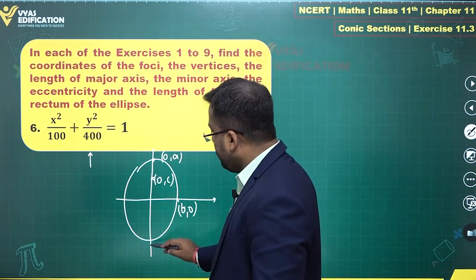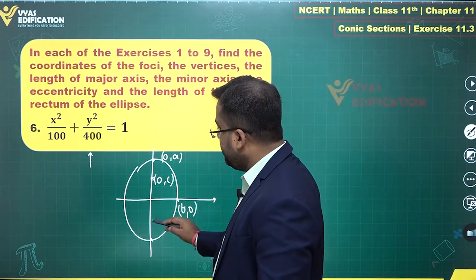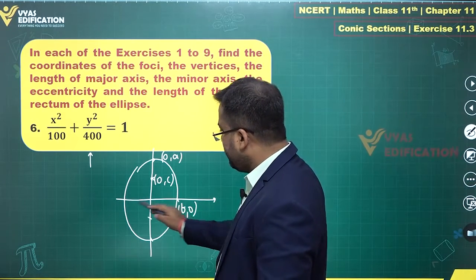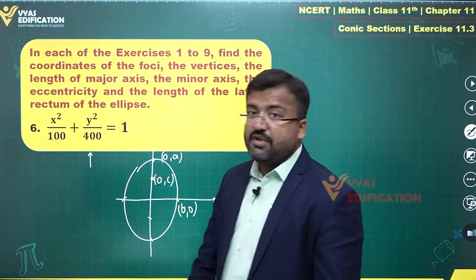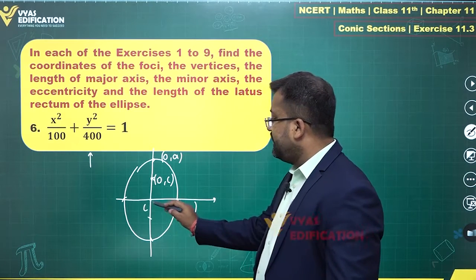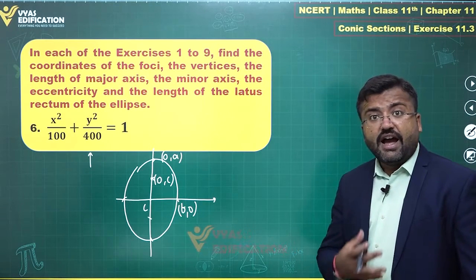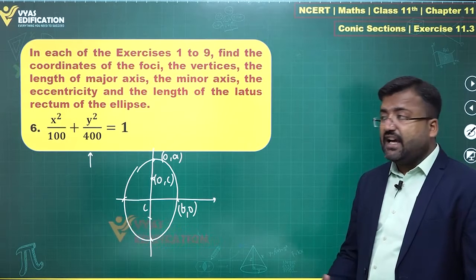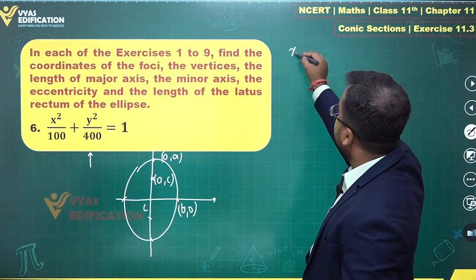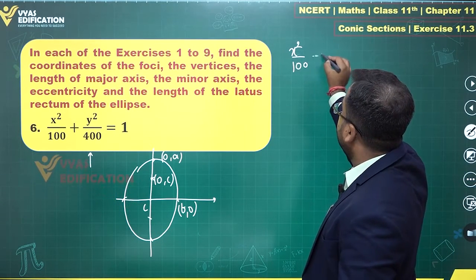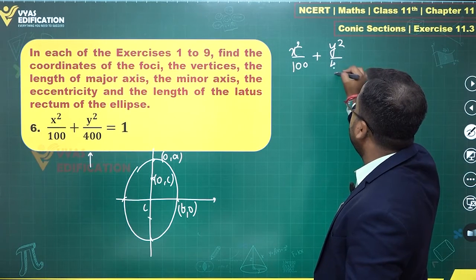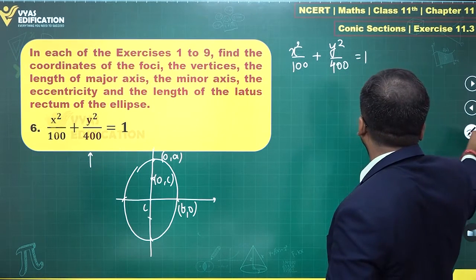So vertices will be 0 comma a, 0 comma minus a. Foci will be 0 comma c, 0 comma minus c. Ends of the minor axis will be b comma 0, minus b comma 0. And this here is the center, right? Identifying the values of a, b and c are important. Let's do that. This is x square upon 100 plus y square upon 400 is equal to 1.